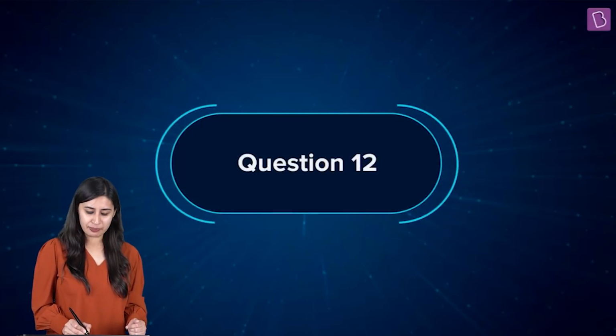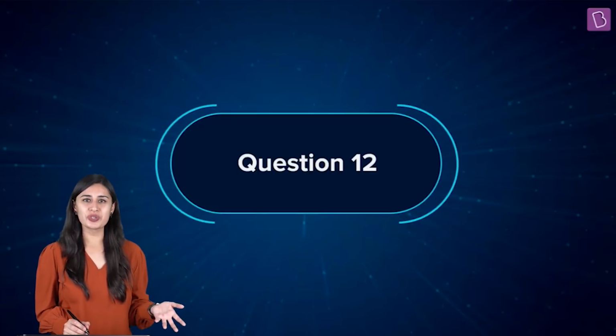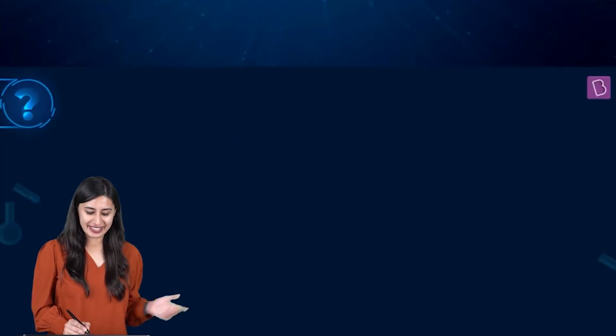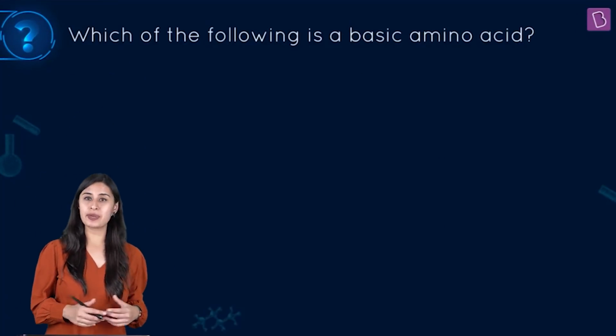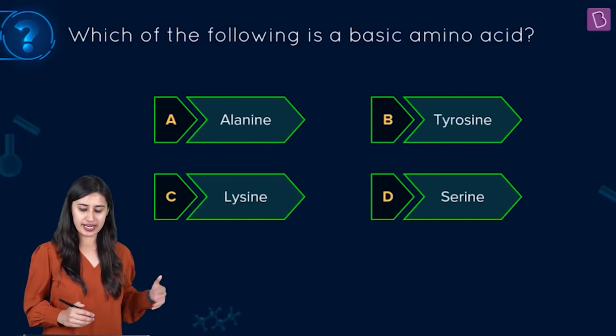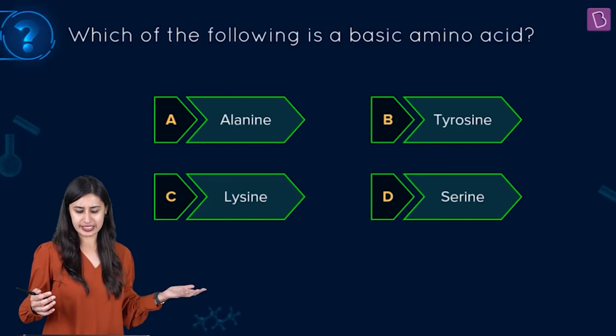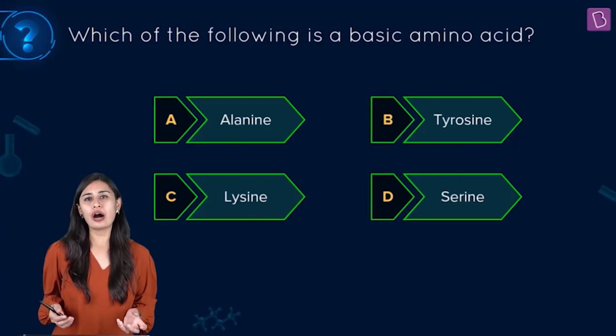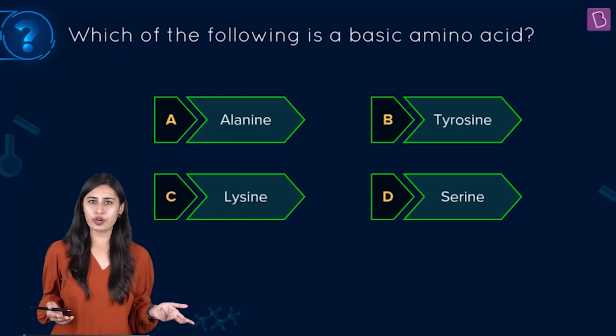Again, we have a very simple question. You know it or you do not know it. There is no midway, right? The question is which of the following is a basic amino acid, and the options are alanine, tyrosine, lysine, serine. How to do such kind of a question?